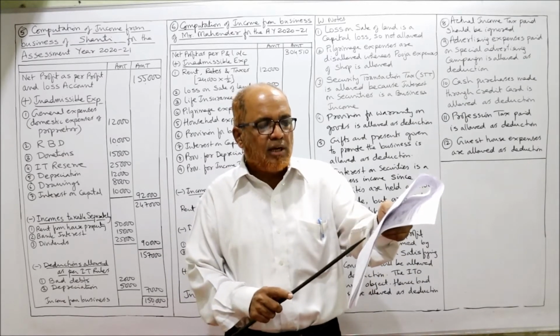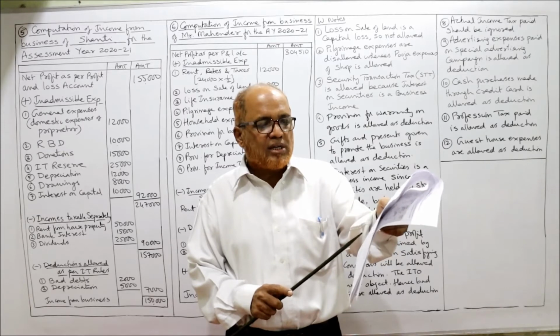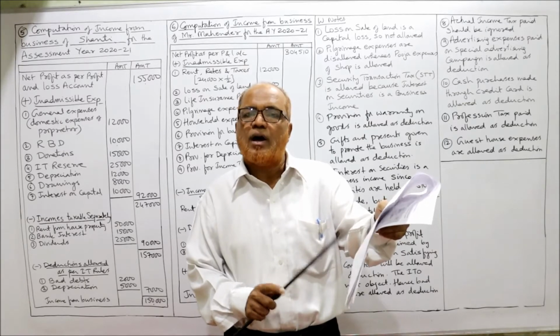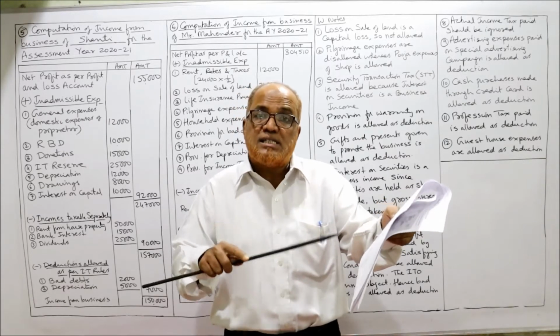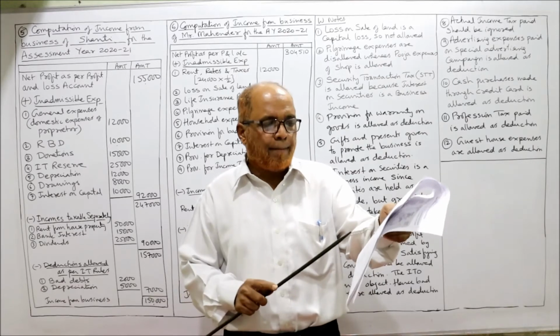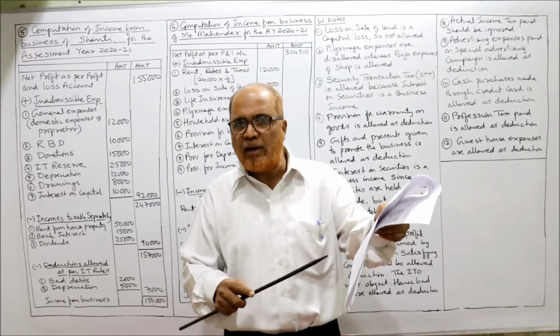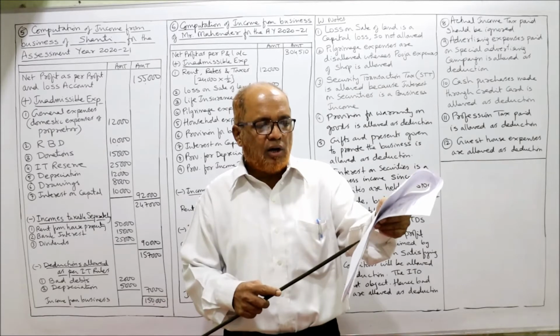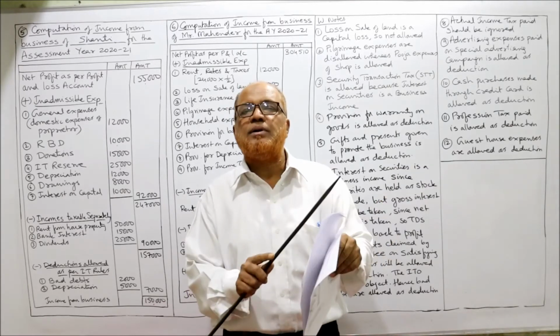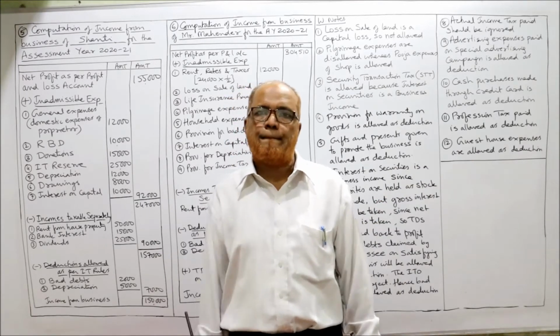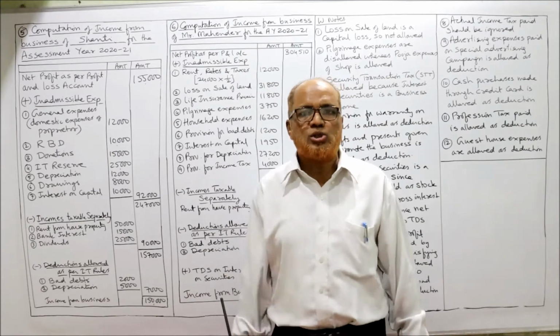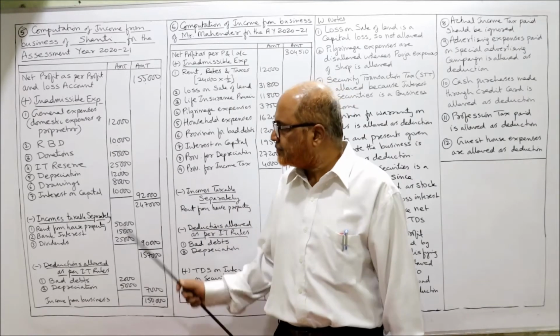Debit side you can see donations. Donations, income tax, reserve are not allowed as deduction, whereas sales tax is allowed. Then depreciation we have disallowed, later on separately we have allowed. Drawings and interest on capital are specifically disallowed. That's it. These are the notes you can write yourself.